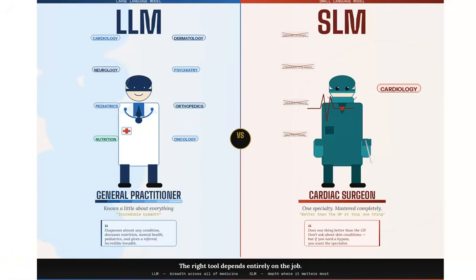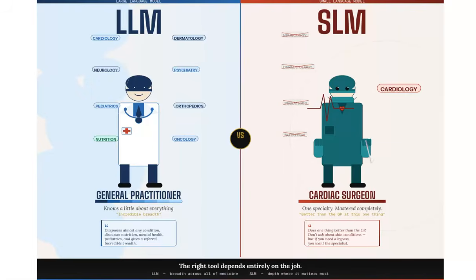Hi everyone, I'm here to explain the differences between large language models and small language models. These are, again, the most frequently used terms in the AI world. Just to take a simple example: a general practitioner who knows everything about cardiology, neurology, nutrition, oncology, everything, whereas a cardiac surgeon is specialized in cardiology. So these are the best examples that you can visualize between LLM and SLM.